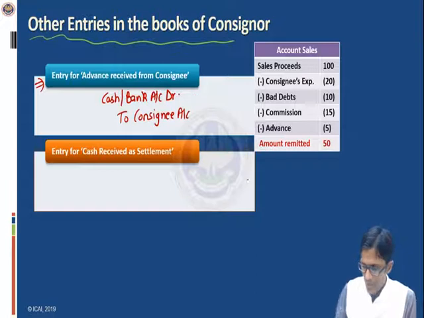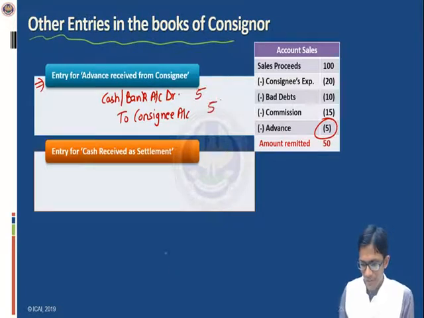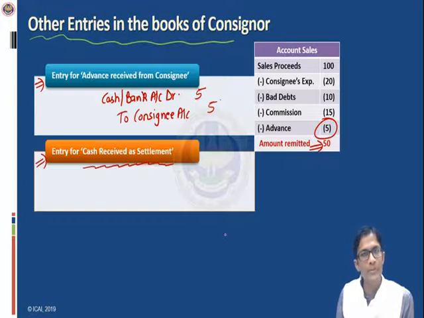Okay. In our example, the advance money is of rupees 5. So let me pass this entry by rupees 5. And the last entry is for cash received as settlement. How much cash will Y pay to X? Can you tell me? Looking at this account sales? Yes, you can say that Y will remit rupees 50 to Mr. X, that is the consignor, because after deducting all the expenses, he is left with rupees 50.